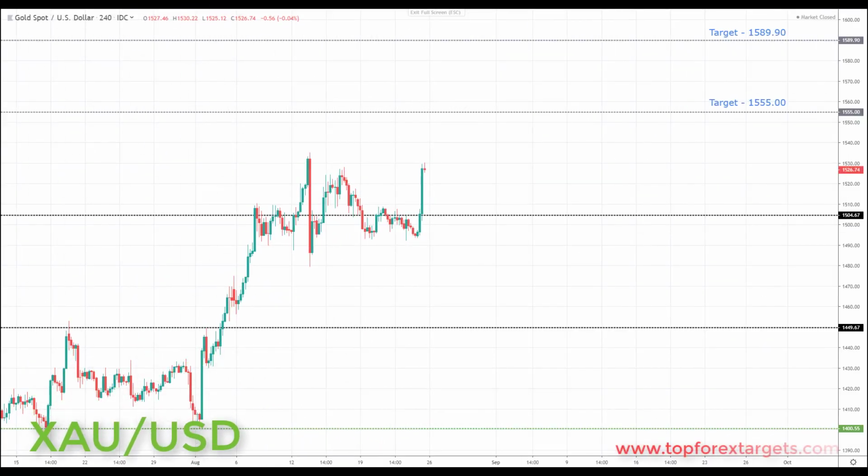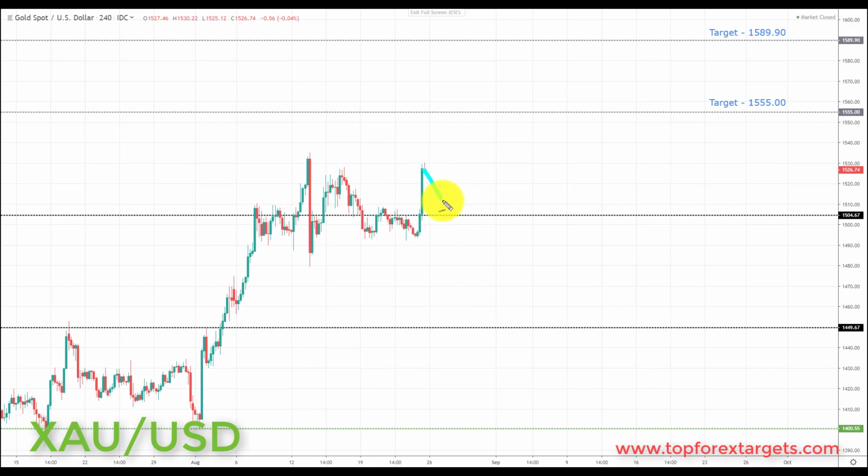And last but not least, we have gold. Now, we've been bullish on gold for quite a while now for anybody who's been following these forecasts. And once again, we've had this rally to the upside, especially as we've had this weakening of the dollar. So going into next week, gold to the upside is certainly something we're going to be looking at.